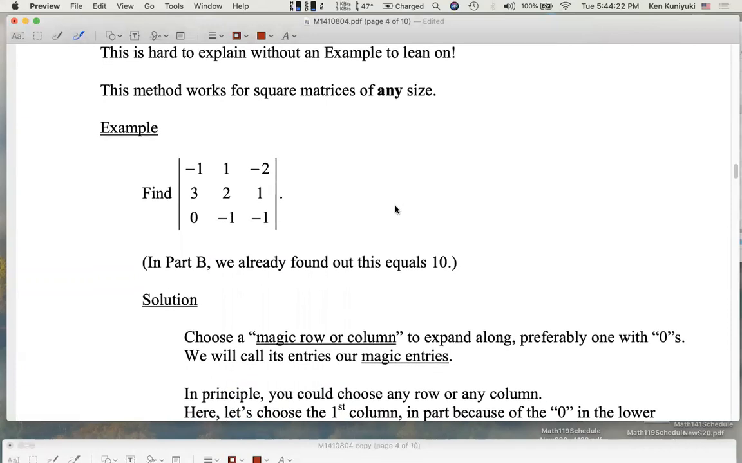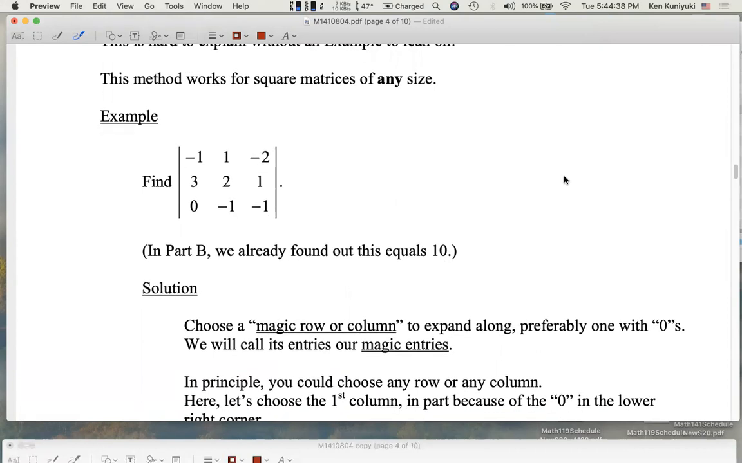All right, example. Now, in fact, this is the same determinant that we were talking about earlier, right? The same 3 by 3 matrix here. We already found out it equals 10. So if you do this right, you're going to get 10. Okay, so here's the idea.